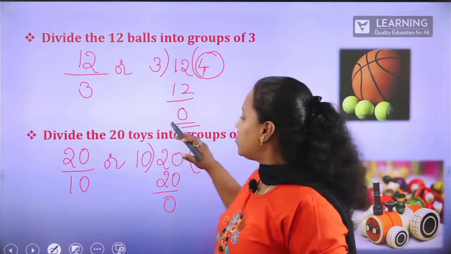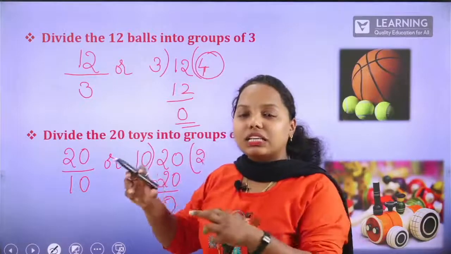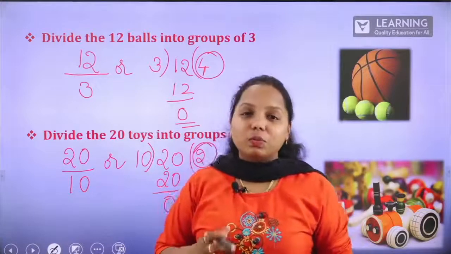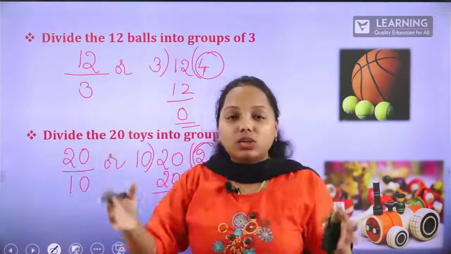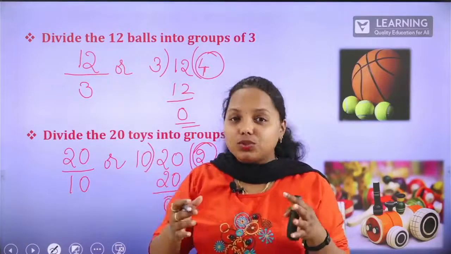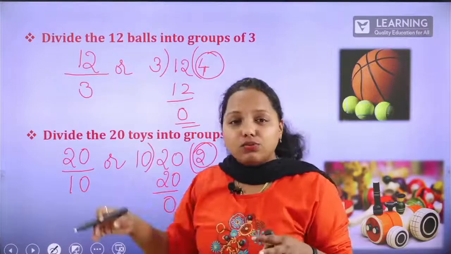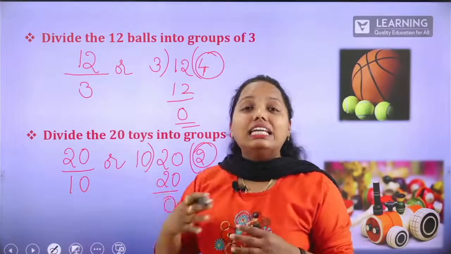So divide the 20 toys into groups of 10. So how many entire groups will you be getting? It is 2 entire groups you will be getting. So in each group 10 and in another group 10. So total will be 20 over there. So no need to sit and calculate, okay, after 10, 11, 12, 13, 14. No need to sit and calculate that. So directly you can divide it.